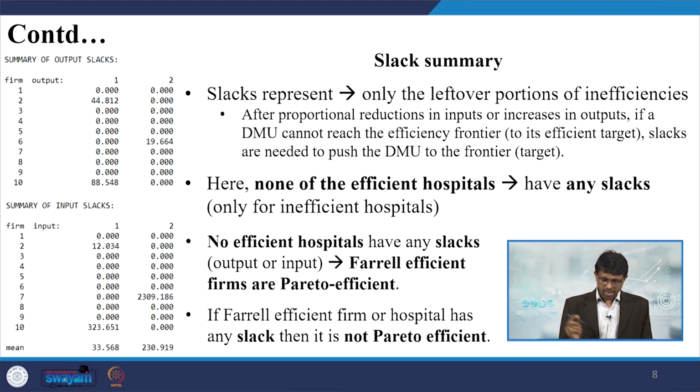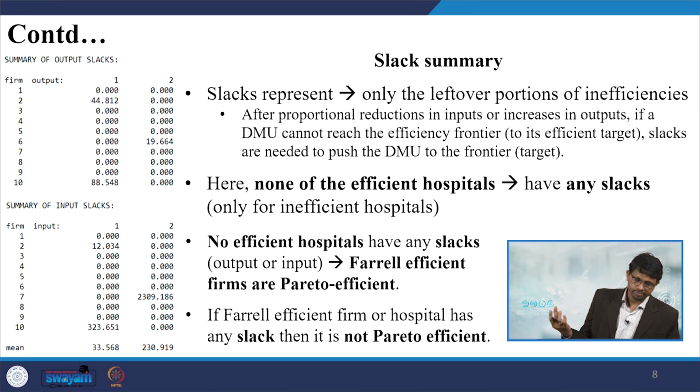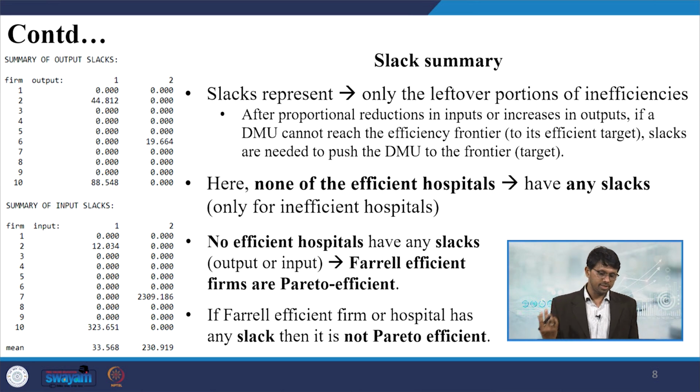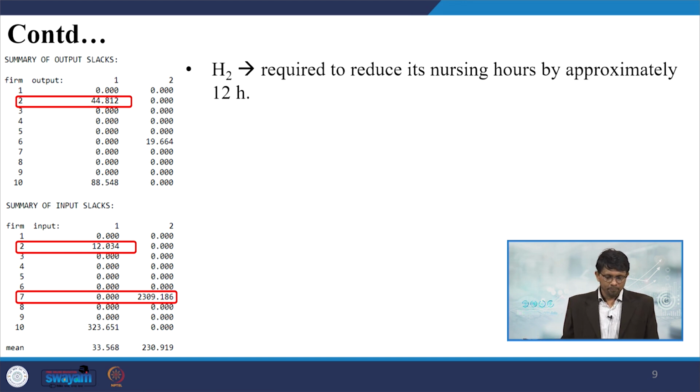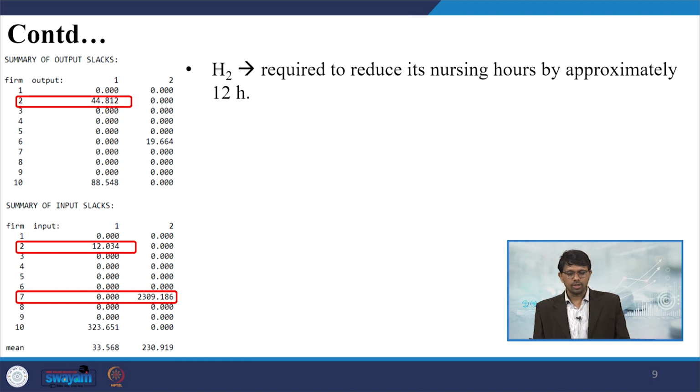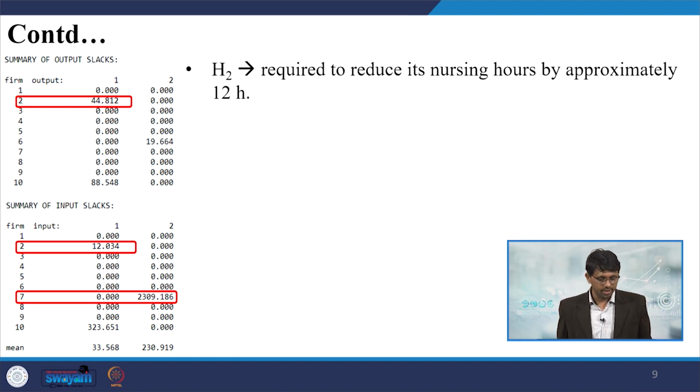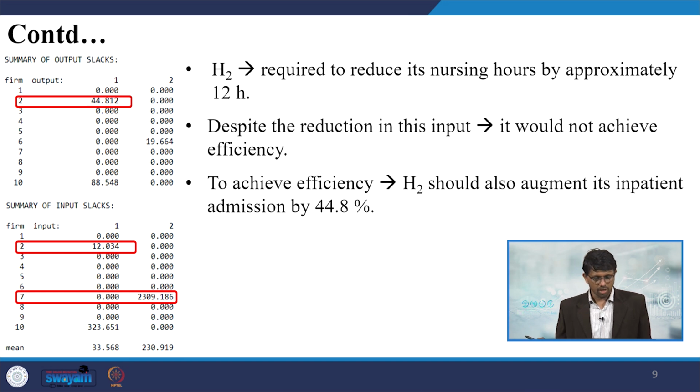So, the first clarification is that the firms which have an efficiency score of 1, the efficient ones, do not have any slacks, hence Farrell efficient is also called Pareto efficient. We will start explaining this, as I already mentioned, from firm 2, and now we are explaining slacks. Firm 2 is required to reduce its nursing hours by approximately 12 hours, despite the reduction.